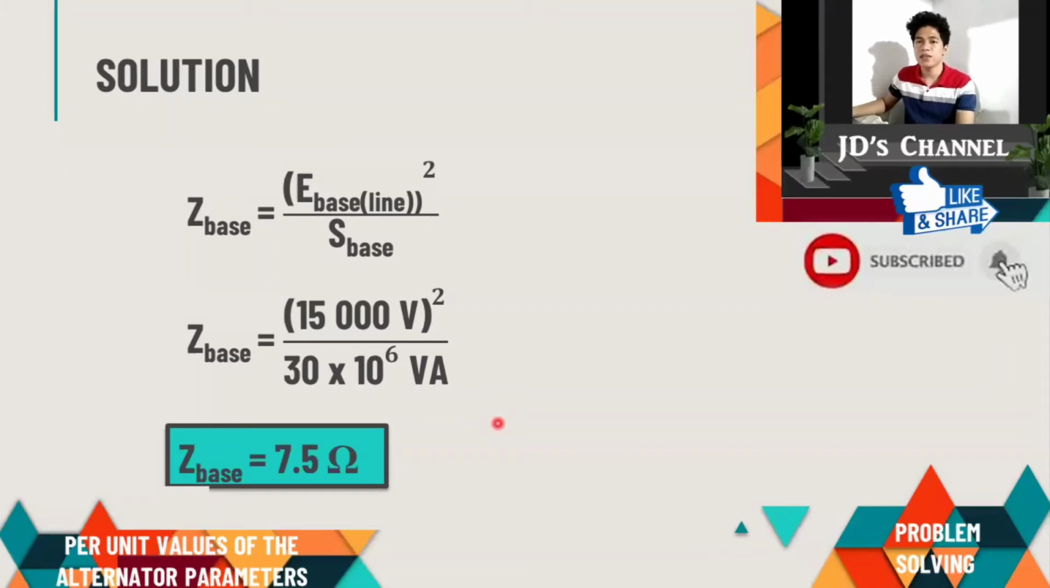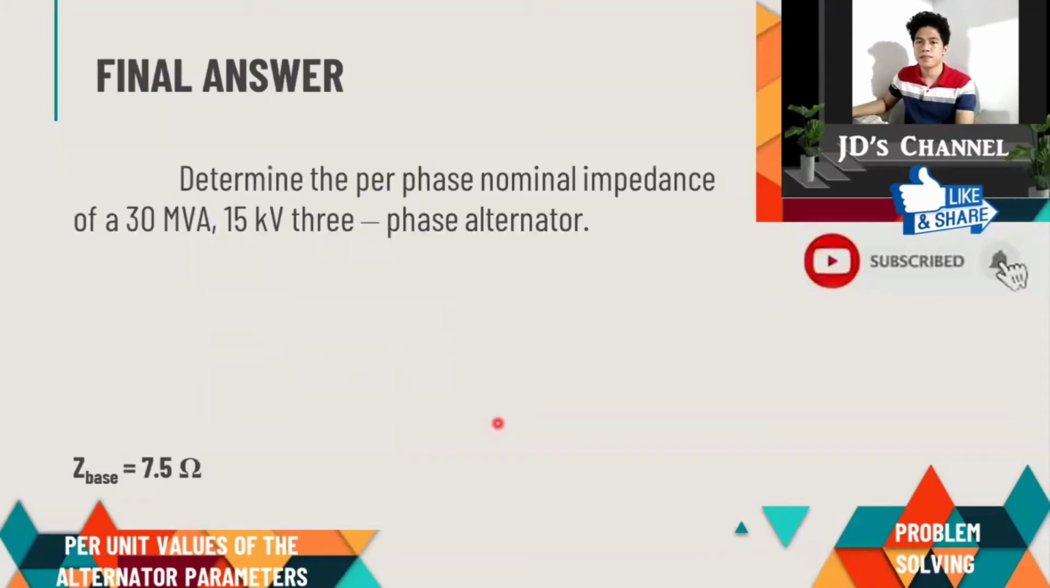And now, i-check natin kung tama ba yung ating sagot. Okay, for the final answer, we have the 7.5 ohms for the Z base.